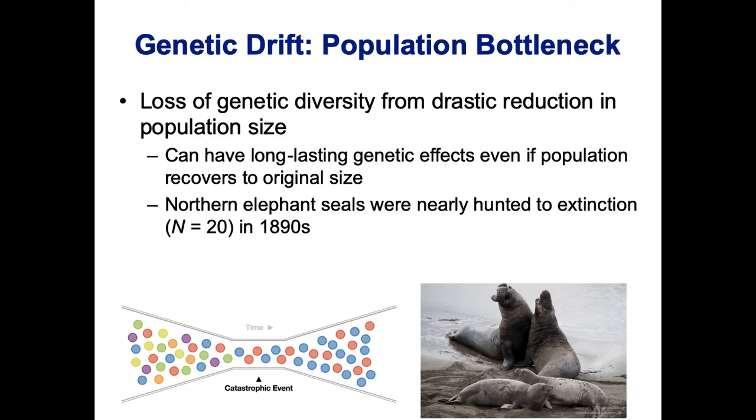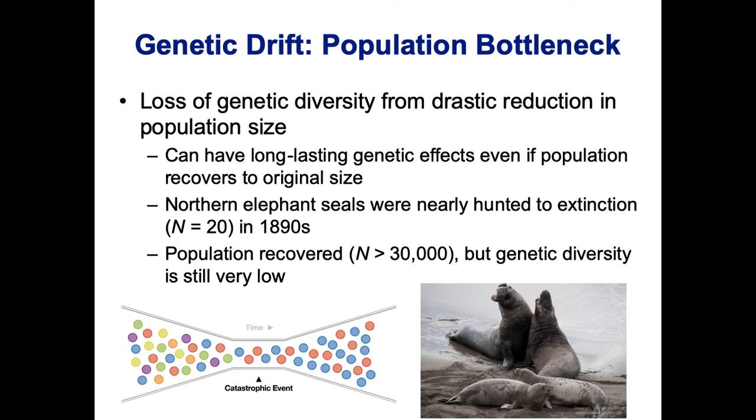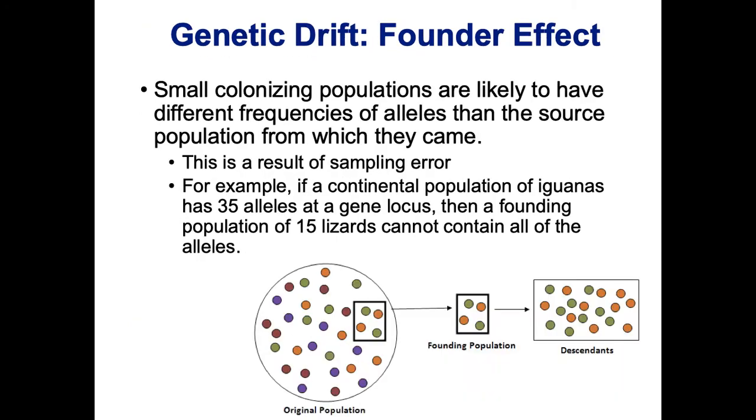An example of this is the northern elephant seal. They were hunted almost to extinction. They got down to 20 individuals in the 1890s. And the population has recovered. There's now 30,000 individuals, but the genetic diversity is very, very low. And it's because those 30,000 individuals came from only 20. And so they lost a ton of genetic diversity in this bottleneck process.